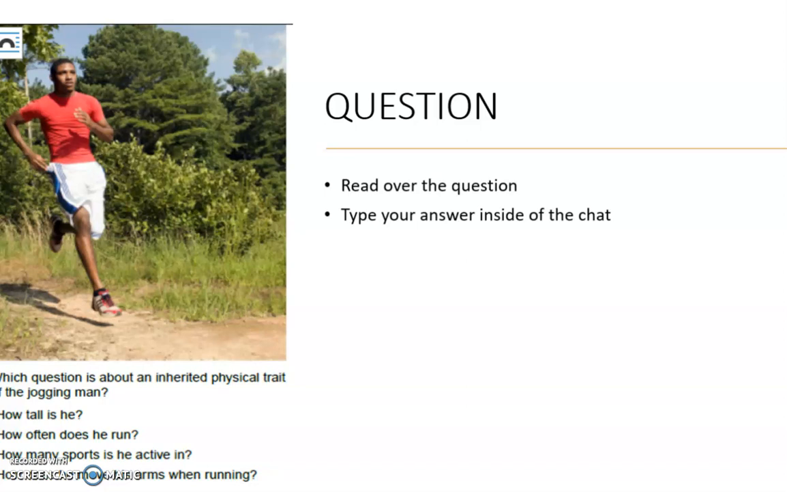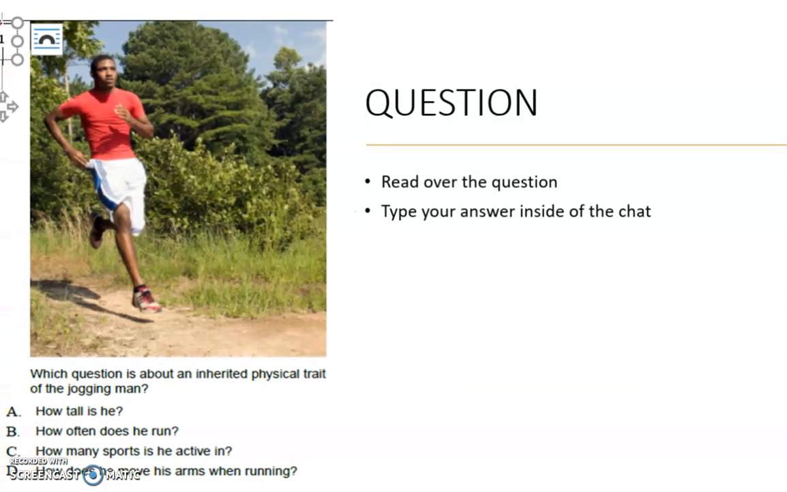All right, so now we have a question. Look at the picture to the left. The question says, which question is about an inherited physical trait of the jogging man? A, how tall is he? B, how often does he run? C, how many sports is he active in? D, how does he move his arms when running?